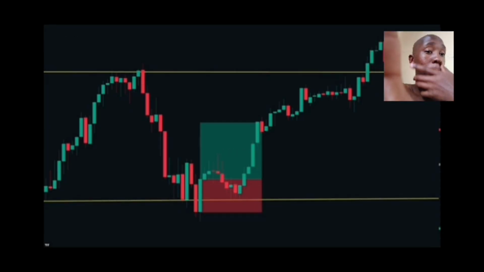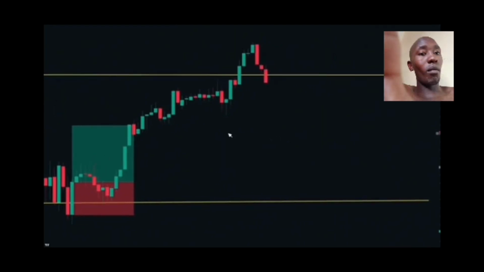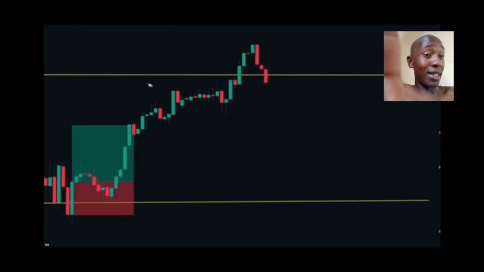First condition met. Now we wait for re-entry, and here it is. Price closes back inside the range. Entry. You heard it, re-entry.